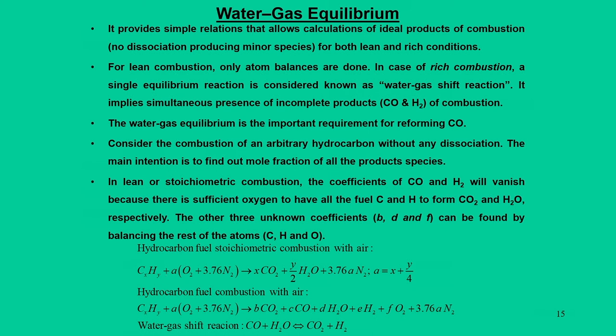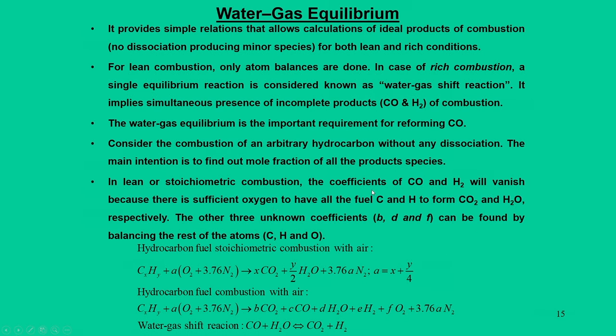Now, we mentioned that not necessarily will only CO2 and H2O always be present. Any general reaction can have CO2, CO, H2O, H2, O2 or N2. These are the major products that can form at any instant of time. Now, the compositions, the stoichiometric coefficients B, C, D, E, F, are all regulated by whether the mixture is rich or lean. So, rich mixtures will say something and lean mixtures will say something else. What does it mean?